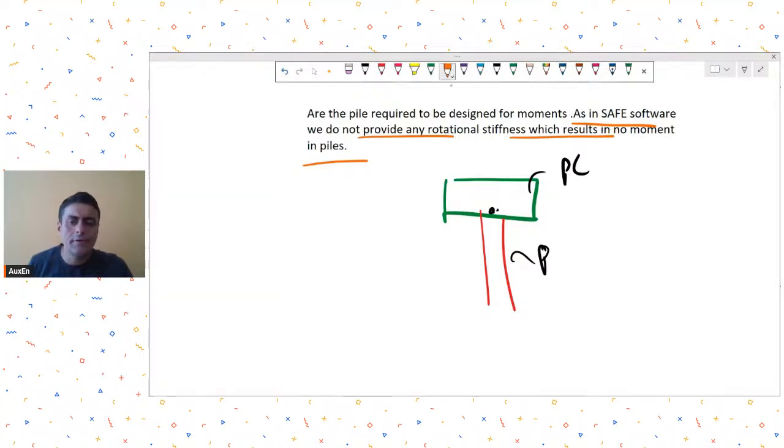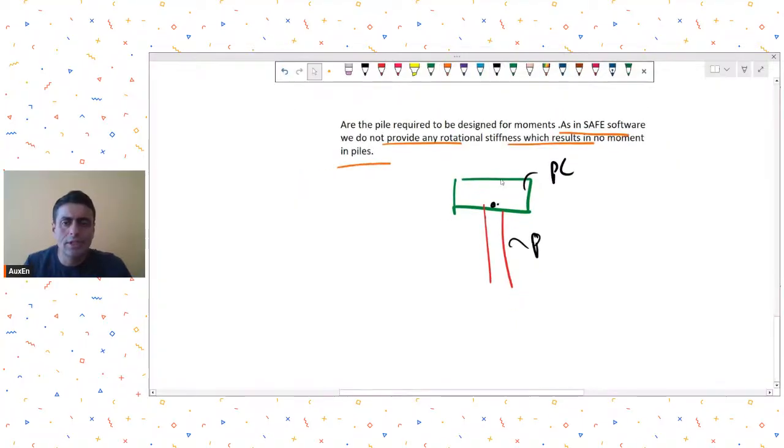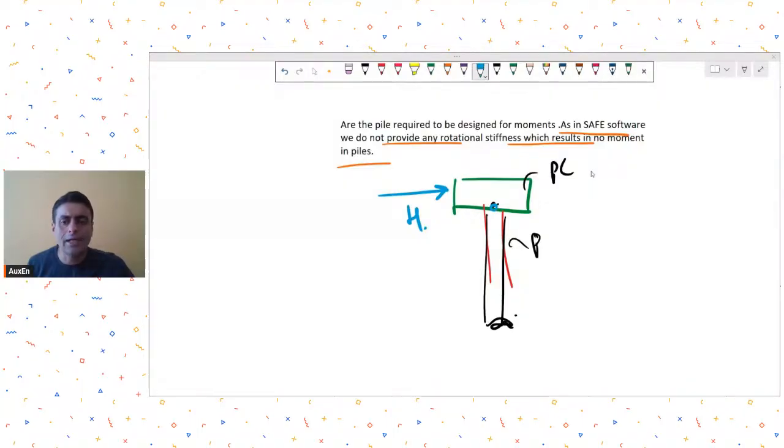But then we do have cases where there might be a moment that is generated in the pile. So what Mr. Rushabh is asking is, if I am taking the pile to pile cap connection as a pin connection, then why will there be a moment generated in the pile? The reason for that is the horizontal reaction that your pile cap may have to take from your superstructure. Because of that horizontal reaction, there is a possibility that moments are generated in the pile.